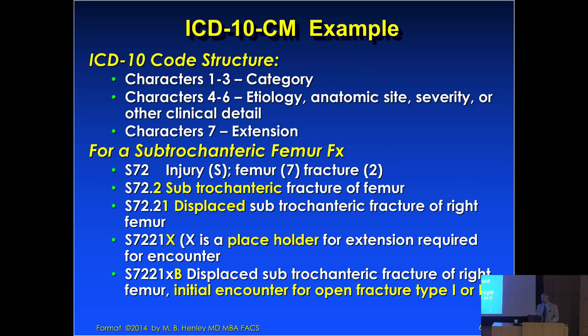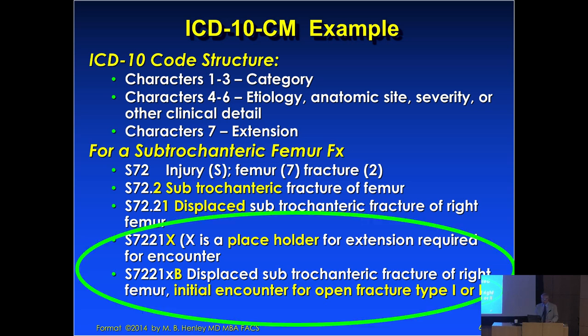Let's look at an example of the structure of ICD-10, and this is for a subtrochanteric femur. If you remember, the S72, or the first three characters, are for category. S is from the injury chapter, 7 denotes femur, and 2 is a fracture. The point 2 says the location, a definition of increased specificity. The 1, the point 21, denotes displacement. Because a seventh character is required for this open fracture initial encounter, the X is used as a placeholder in the sixth position. So S72.21XB is a displaced subtrochanteric fracture of the right femur, initial encounter for an open fracture type 1 or 2. That gives you some idea of what this code set looks like.